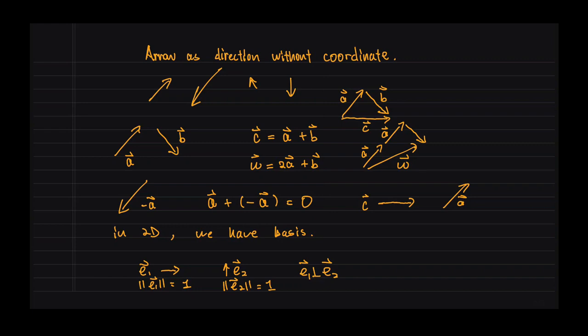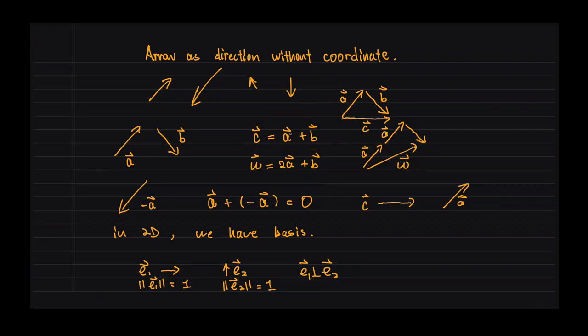And then we can use these two arrows, one pointing to the right and one pointing up, to describe all the arrows we have described before. For example, if we want to describe C, we have described C with A and B, right? Okay, I will just draw it here. We have described the arrow C with A and B.